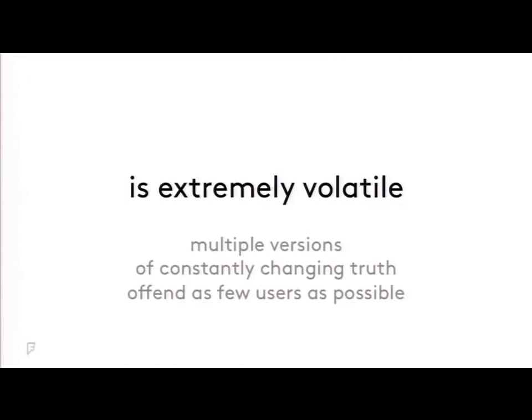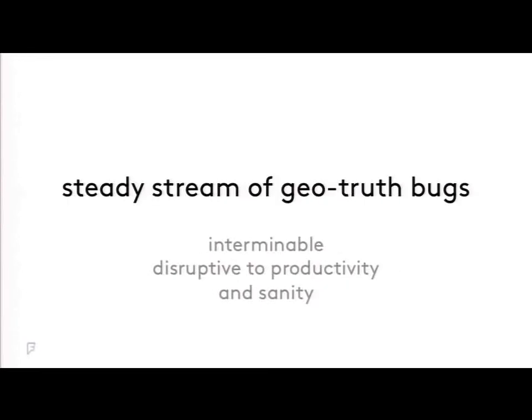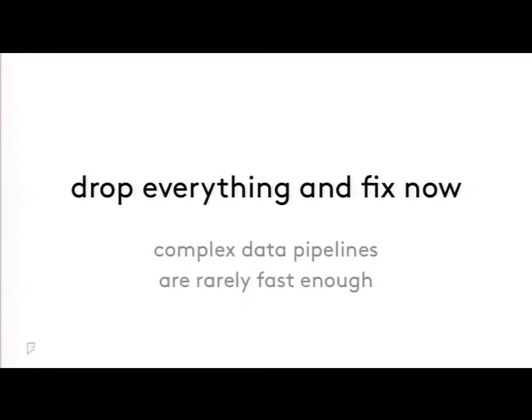What we're left with is data that's extremely volatile, because you're burdened with the need to reflect a constantly changing truth, if there is such a thing as the truth. More often, you have to choose between multiple versions of the truth and choose in a way that offends as few people as possible. So what this results in is that at Foursquare, like any other company that serves geodata to millions of consumers, there's a steady stream of geo-truth bugs, as we like to call them. It's interminable, and it's extremely disruptive to the productivity and the sanity of the developer who must then drop everything to fix it. Most of these changes come with a deadline of yesterday. So when you need to make a change fast, just sticking it in one end of this data pipeline and expecting it to roll out the other end fast is not realistic.